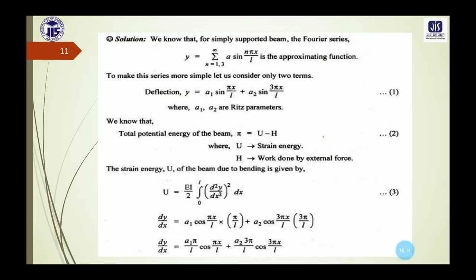After that, for the term pi x by L, there will be one more part, that is pi by L. Then for the second part on the right hand side of equation number 1, we get a2 cos 3 pi x by L multiplied by 3 pi by L. So we can rearrange and write this dy/dx as a1 pi by L cos pi x by L plus a2 3 pi by L cos 3 pi x by L.